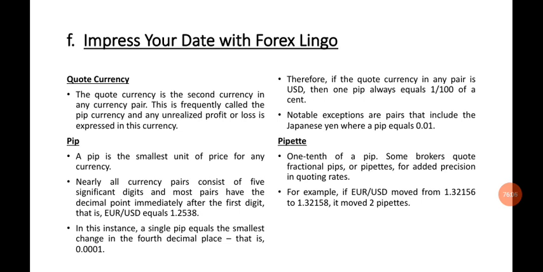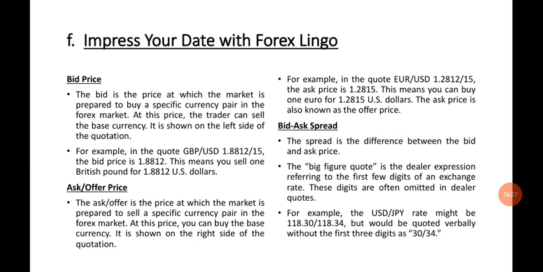Pipette, 1/10 of a pip. Some brokers quote fractional pips or pipettes for added precision in quoting rates. For example, if the euro versus the US dollar moves from 1.32156 to 1.32158, it moved 2 pipettes.